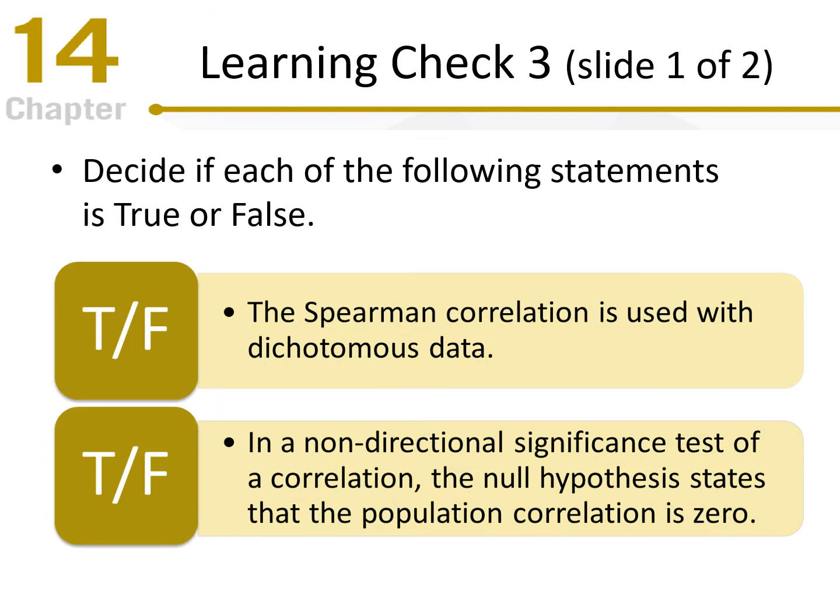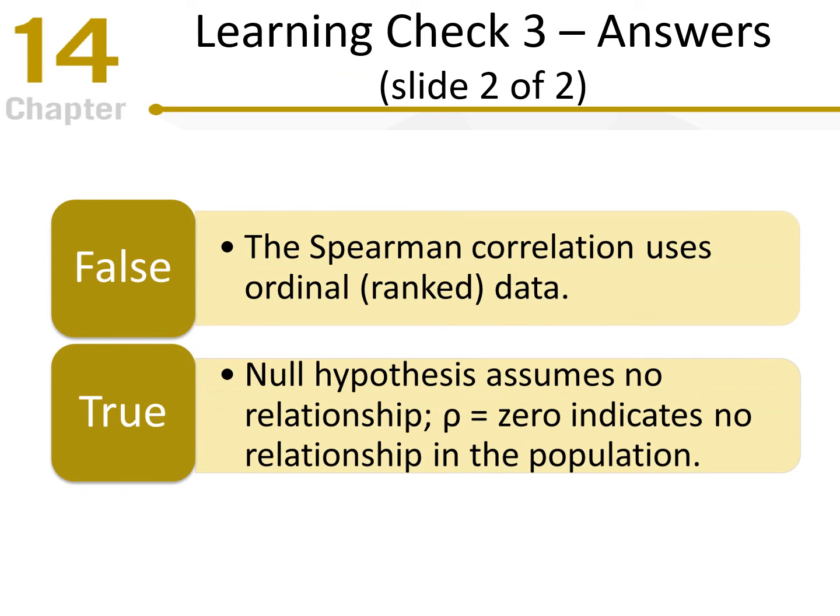True or false. The Spearman correlation is used with dichotomous data. And the second one, in a non-directional significance test of a correlation, the null hypothesis is that the population correlation is 0. So with Spearman, we're looking at ranked data. So we're not looking at dichotomous data, we're looking at ranked data. So that's false. And the null hypothesis is true. It always looks at the correlation of 0 in the population. So that statement is true.